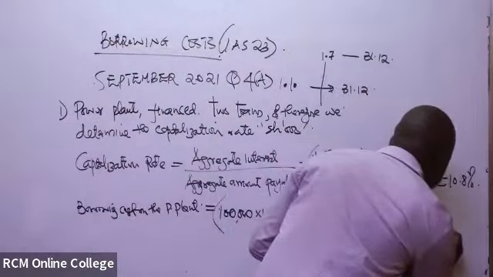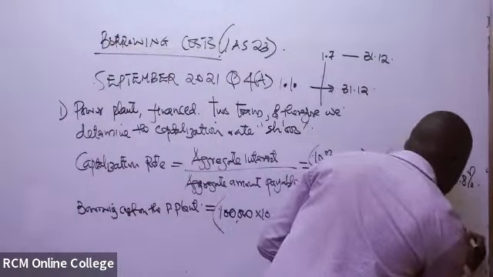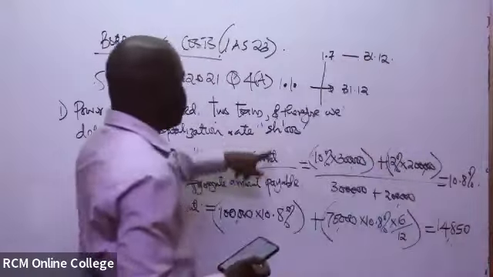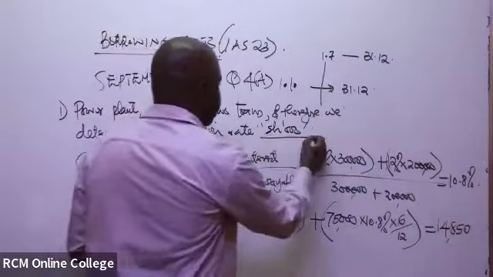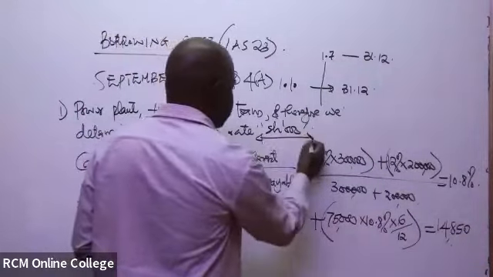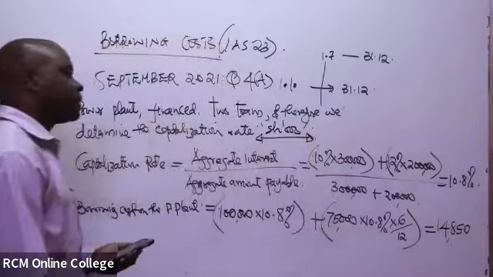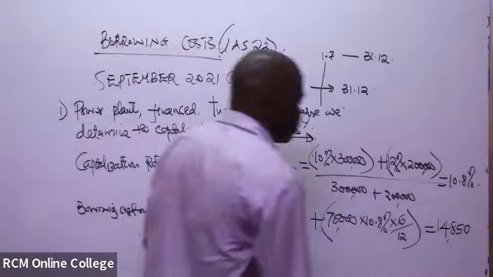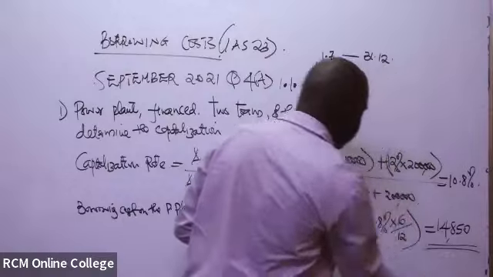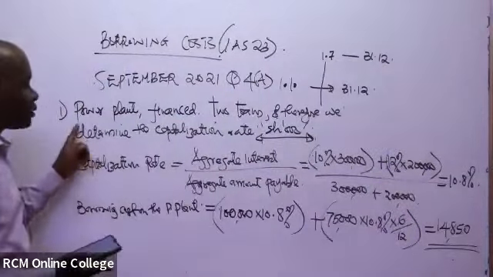So it is actually 14,850. Remember, our figures have already been indicated to be in thousands up here, in thousands. So you have to take note of that. They're actually in thousands. So that is actually 14,850,000. So the borrowing cost on the power plant was actually 14,850.